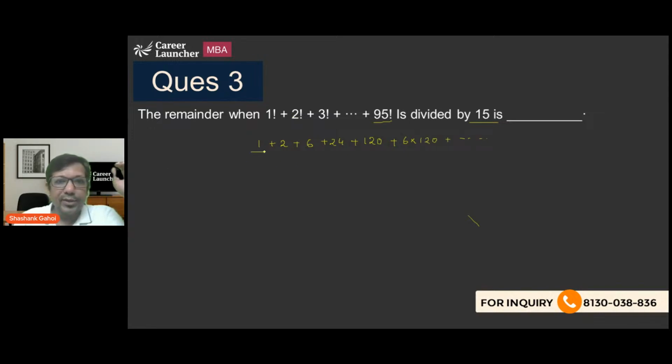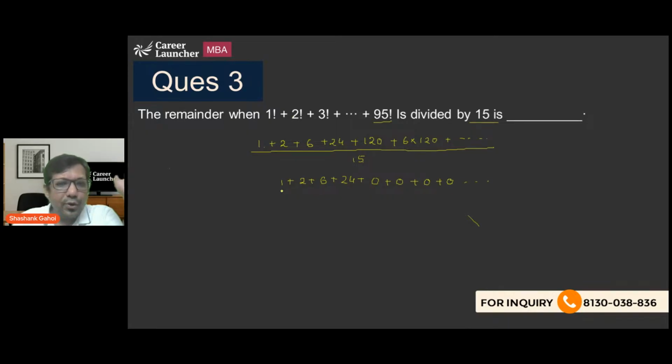Now I want to divide this number by 15. So 1 divided by 15, remainder is 1. 2 divided by 15, remainder is 2. 6 divided by 15, remainder is 6. 24 divided by 15, remainder is 9. 120 divided by 15, remainder is 0. Very nice, Harsh. Then after that, remainders are always going to be 0.